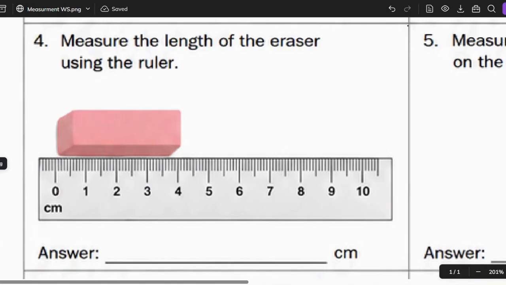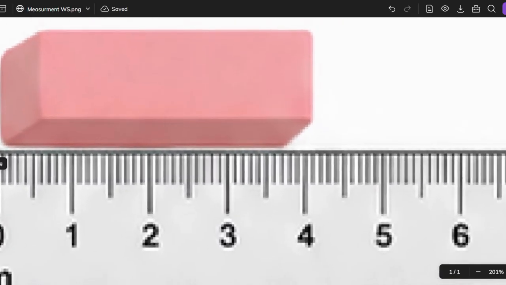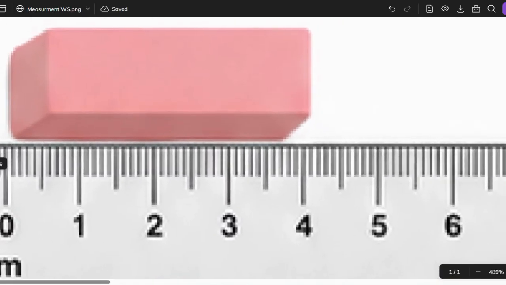Okay, so we're going to do a measurement for this eraser. Measure the length of the eraser using the ruler. Now the ruler is in centimeters because metric system, hooray, much better than the English system. We're going to zoom in a little bit here. We're just going to draw a line down here so we can see exactly where the eraser goes to. There we go.